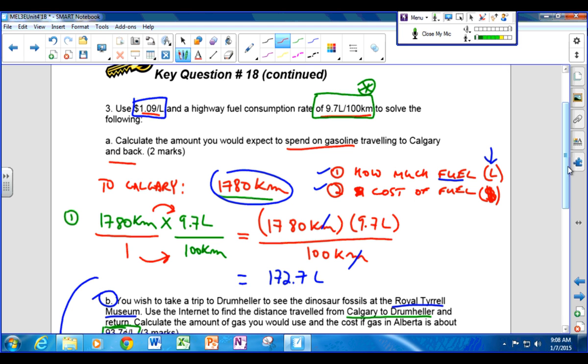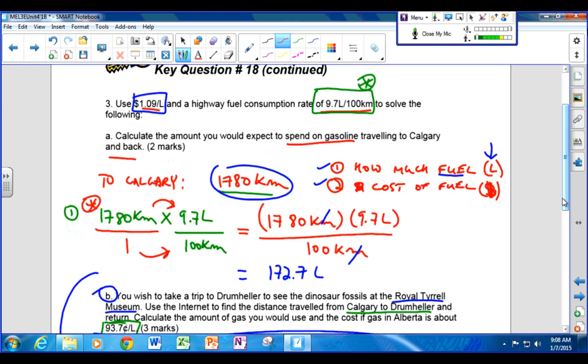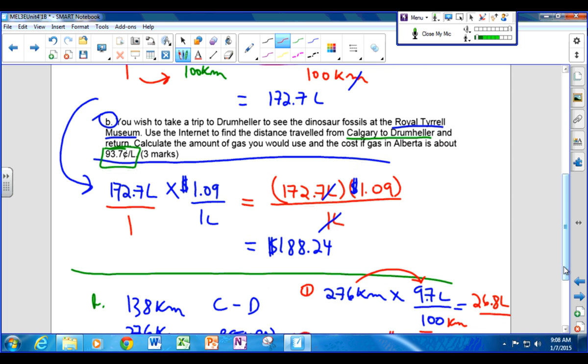Because this number here, the 1780, is only the one way. So you're going to have to use the two-way number, and you're going to end up with an amount of gas that's quite a bit more than what we calculated. But it gives you a real insight into how much it costs to drive long distances. Even using a fairly low cost for fuel and a pretty reasonable fuel economy, we still ended up with $188.24.